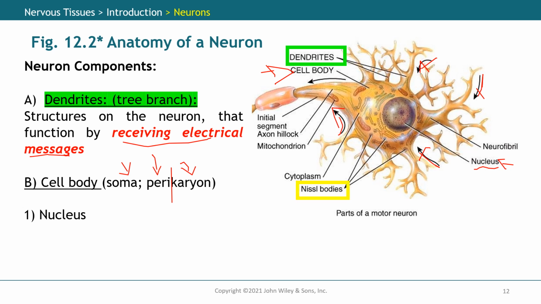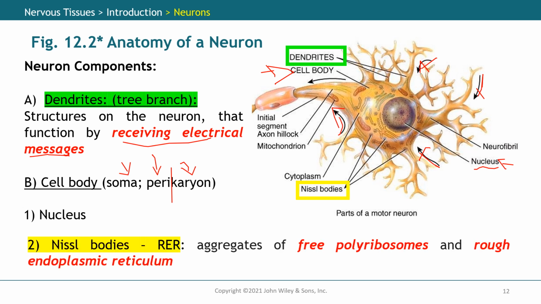So for example, these bodies are aggregates of free polyribosomes and rough endoplasmic reticulum. If you remember, the function of those structures is to carry out a lot of translation. So you have a lot of translation there that is needed to transmit the signal. Okay, so these are some of the structures. Now I'm going to tell you a little bit more about the structures that are described in your book.